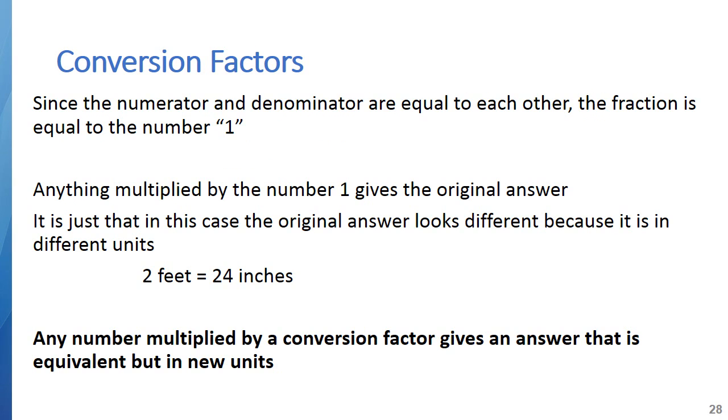So why can we do that? Well, since the numerator and denominator are equal to each other, then that fraction is actually equal to the number 1. And if you multiply anything by the number 1, what do you get back? You get back the original answer. Now in this case, the original answer will look different from the final answer because they're in different units, but you know that they're equal to each other. And so any number multiplied by a conversion factor will give an answer that is equivalent to the first answer, but in new units. They just might look a little bit different.